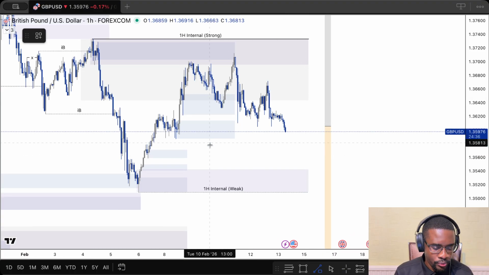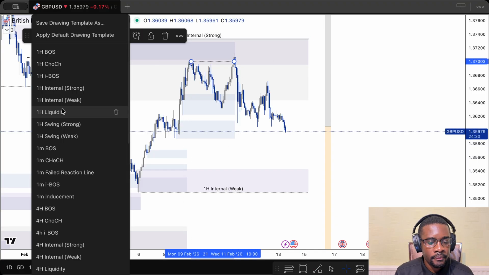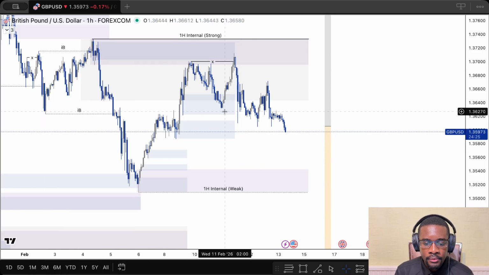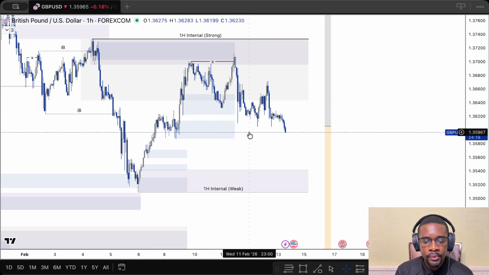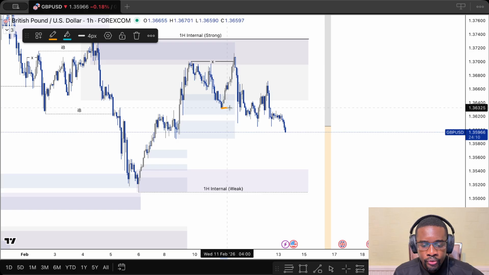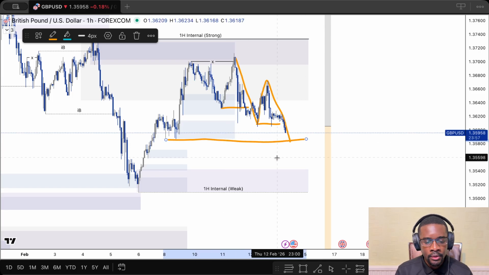We had a sweep of that, and then we had a strong push down. Now we've had kind of a structure break, substructure break, bearish, aligning with the internal structure, which is bearish. Then push down, push up, and then push down. So clearly we are bearish, and clearly this low is going to go.